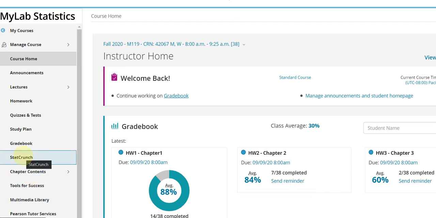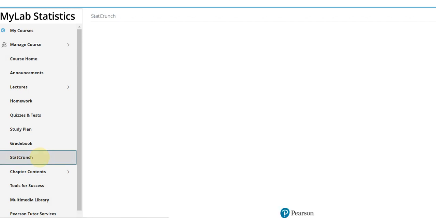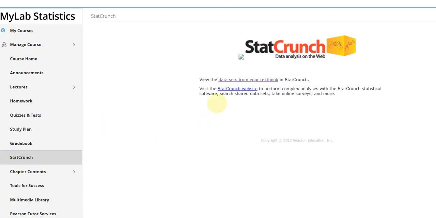I would go to StatCrunch, right in here on the left side, and left click once. It opens the StatCrunch. Now, at this point, you can invoke it in two ways. You can go to the StatCrunch website. In my experience, sometimes it doesn't let me in. It'll ask me for my user ID and password, and I forget those from time to time, so I don't use that option. You can try it and see if you can get in. If you do, that's fine, or you can go for data sets from your textbook.